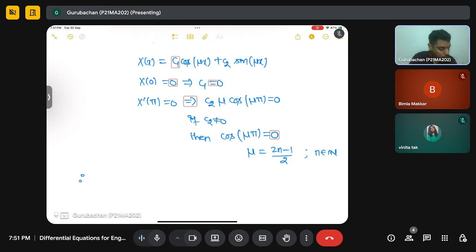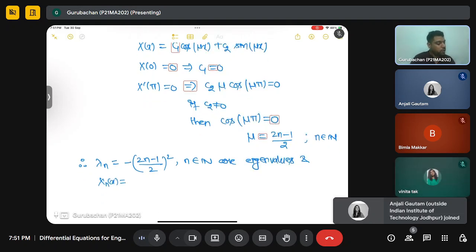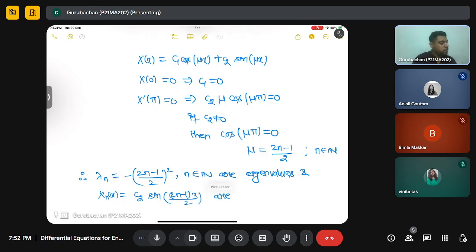Therefore lambda n equal to minus (2n minus 1) whole square by 4, where n is a natural number, are the eigenvalues, and X_n(x) is equal to, since c2 is non-zero, some c2 sin((2n minus 1)x by 2), are the eigenfunctions.